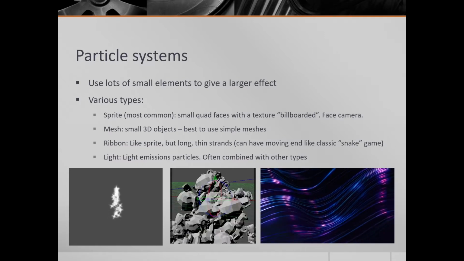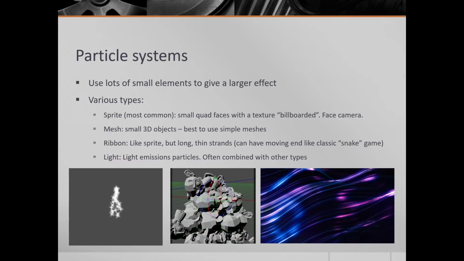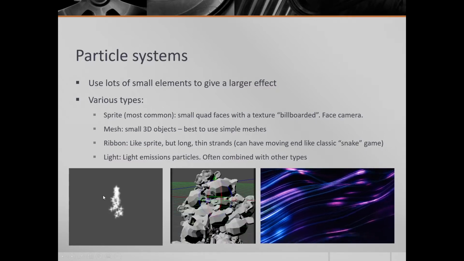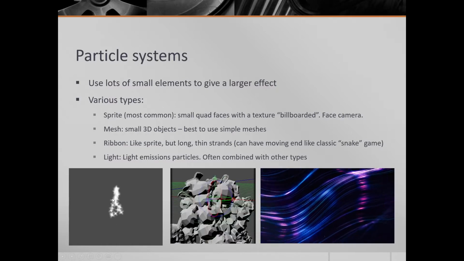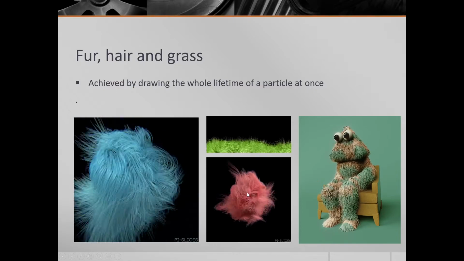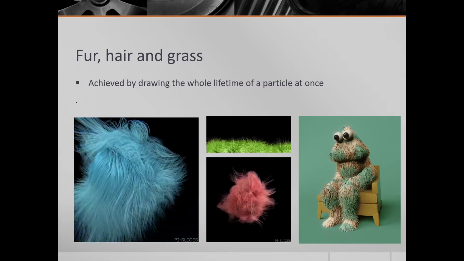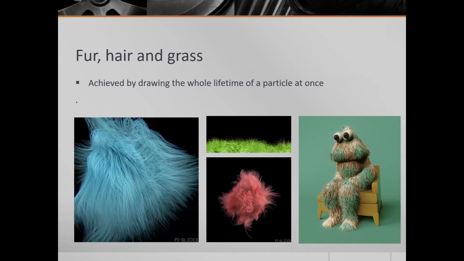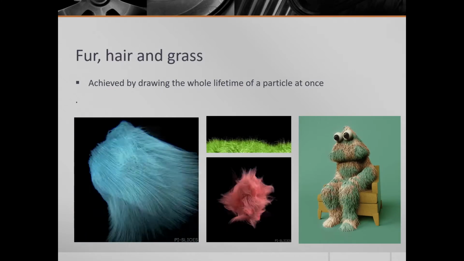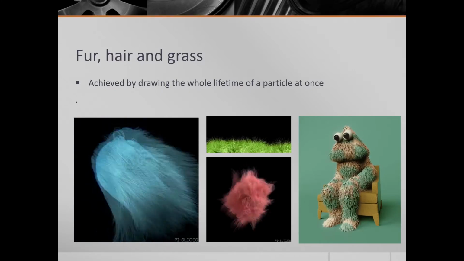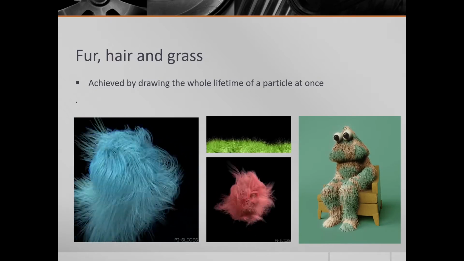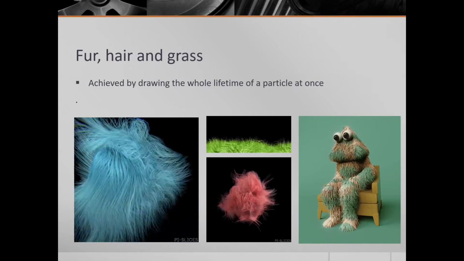There's another type which is light systems, which give you light emission particles, but they're often combined with other types. And this one over here with the sparks almost certainly would have lights involved with it as well. You can also use particle systems to do fur, hair, and grass and other related kind of strandy things. And these can be achieved by taking a particle system and drawing the whole lifetime of a particle at once and then making changes to the system. So it's kind of like a particle system, if that makes sense.